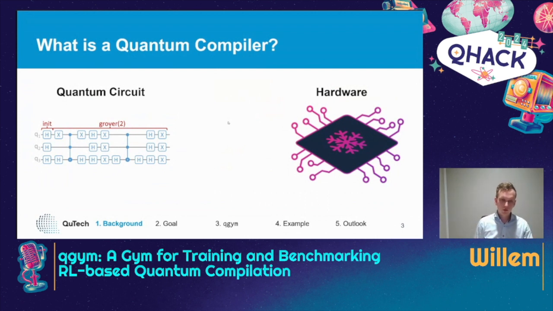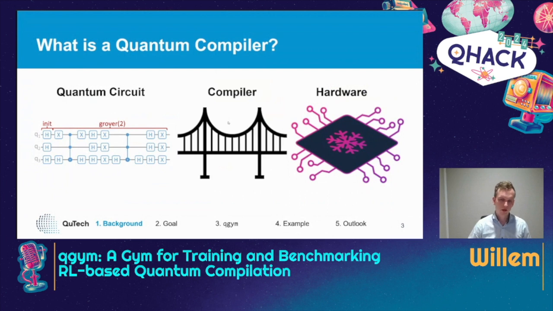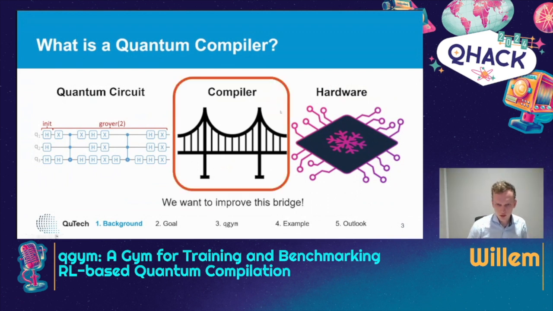So the generic quantum circuit always needs something in between, which is the quantum compiler. And basically every computer or many things in the world have a compiler to go from the generic case to the specific implementation, and the quantum computer also has this. And our goal with the qgym is to improve this bridge.